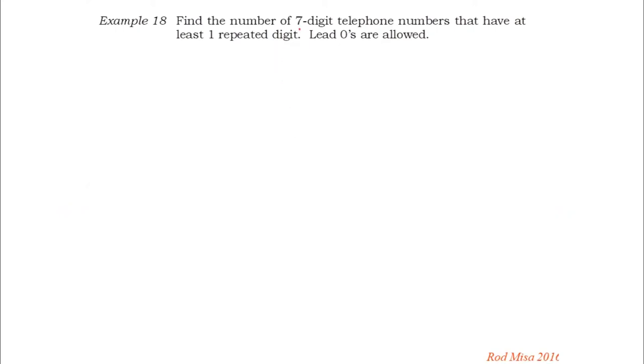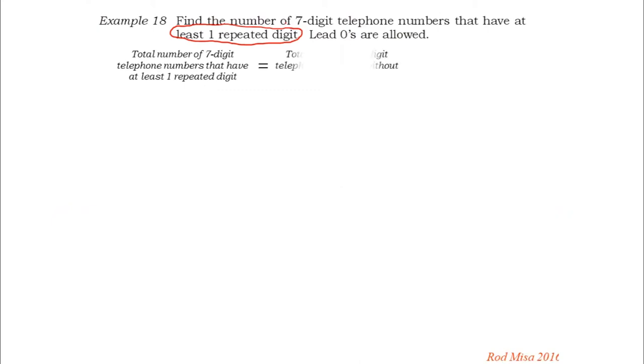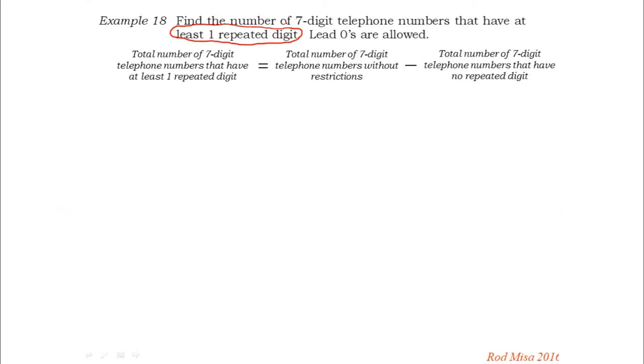So here, we can apply our backdoor approach because we see the clue words of at least one repeated digit. Common sense would tell you that having at least one repeated digit is the complement of no repeated digit at all. So the total number of 7-digit telephone numbers that have at least one repeated digit can be obtained by subtracting the total number of 7-digit telephone numbers that have no repeated digits from the total possible 7-digit numbers without any restriction. Counting the 7-digit telephone numbers without restrictions can be obtained by 10 to the power 7, because these are the total possible 7-digit telephone numbers that can be formed here.